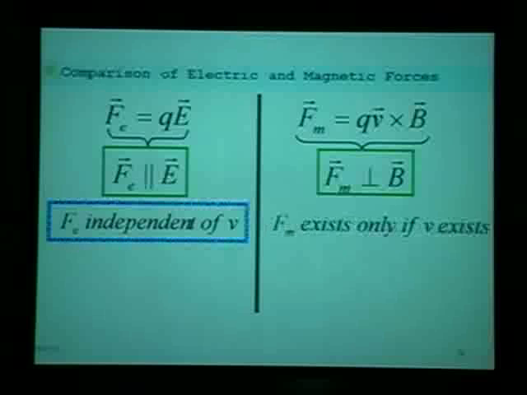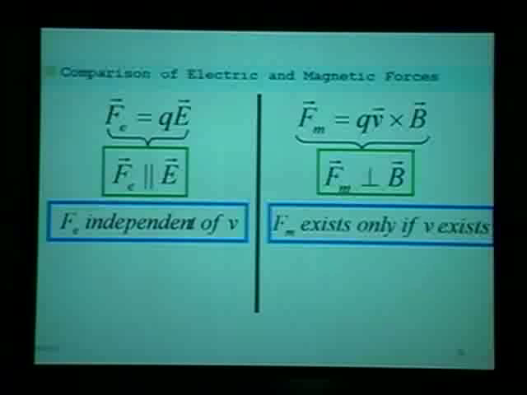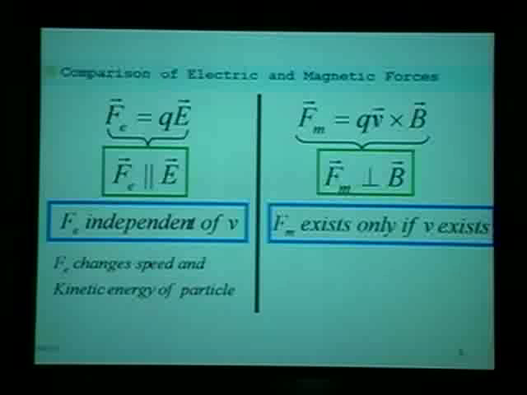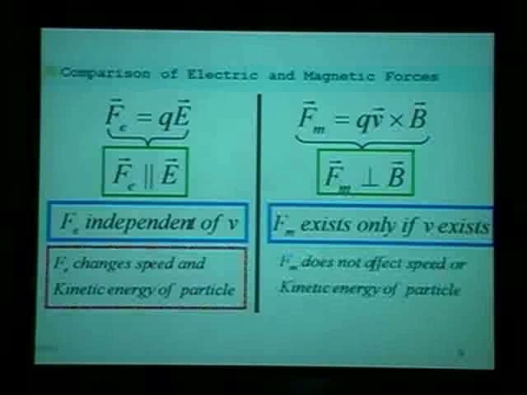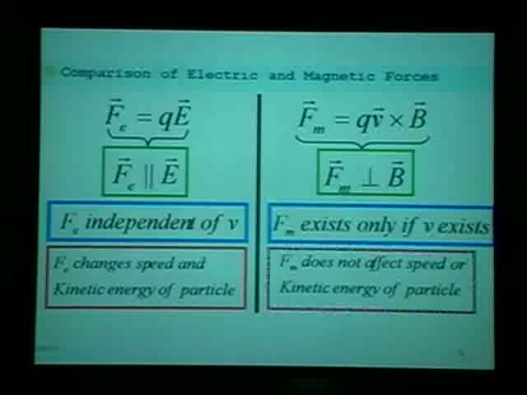For a magnetic force, the force only exists if you have a velocity, and it's proportional to that velocity. For an electric field, the force changes the speed and kinetic energy of the particle, so it will change the magnitude of the velocity. If it's a magnetic force, it will not change the magnitude of the velocity, it will just change the direction of the velocity. So it won't change the speed or the kinetic energy of the particle, it'll just change its direction. It's a perpendicular force. So those are major differences in the way that we look at electric and magnetic forces.